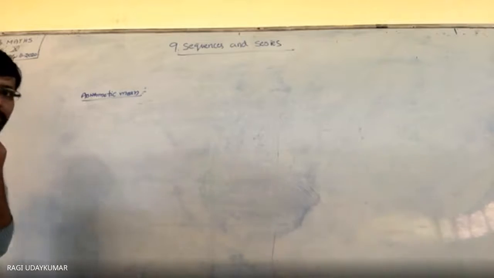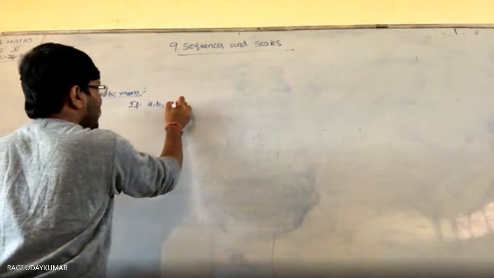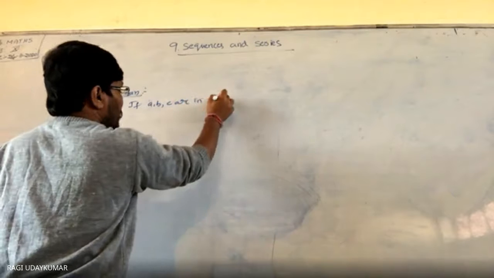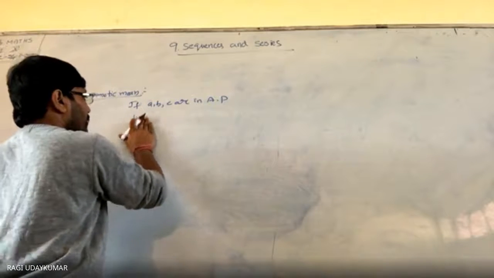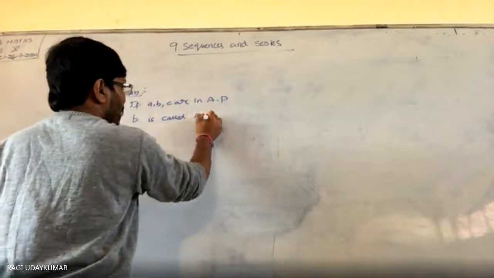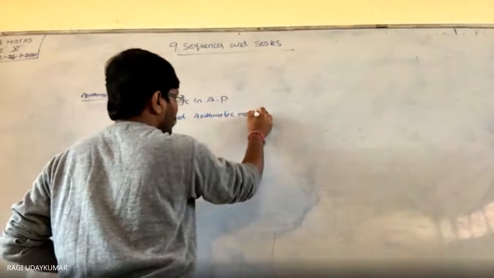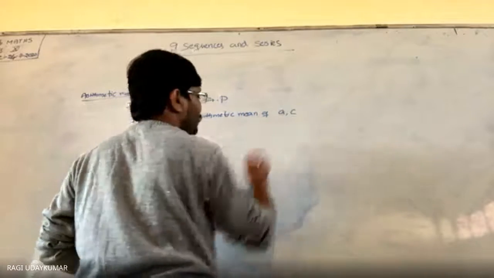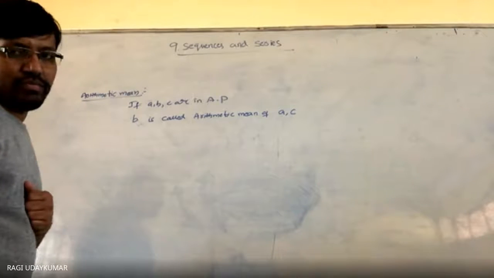Arithmetic mean. So if a, b, c are in arithmetic progression, b is called the arithmetic mean of a, c. And b can be expressed as a plus c by 2.